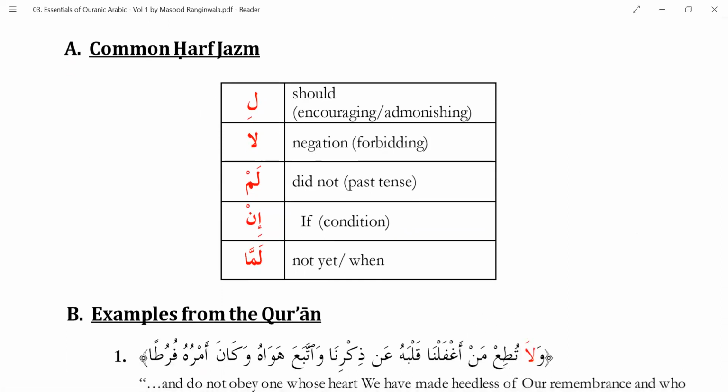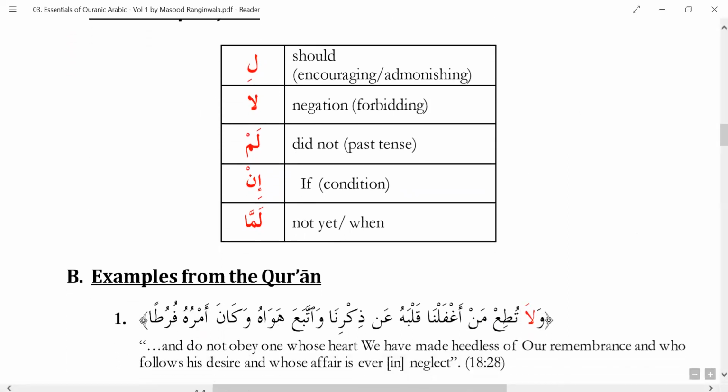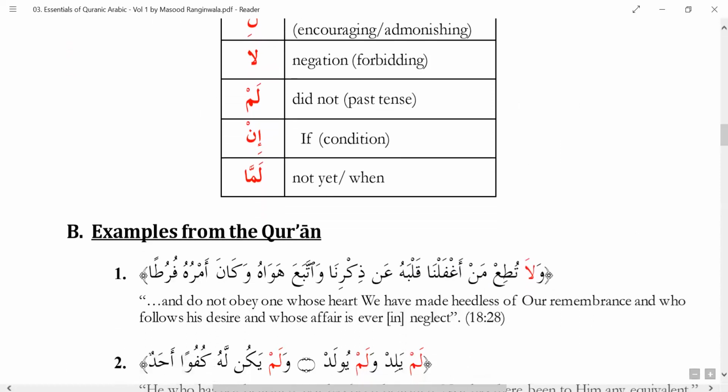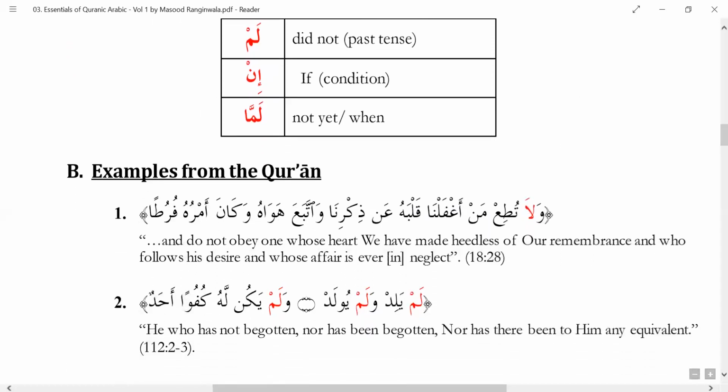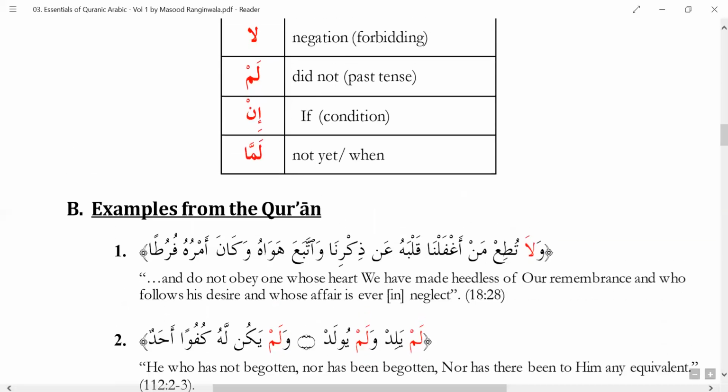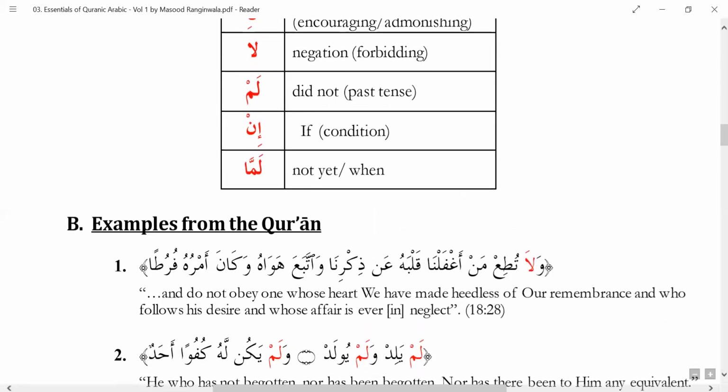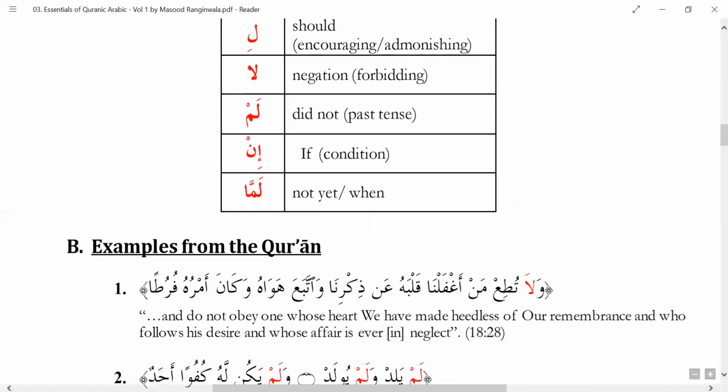ولا تطع من أغفلنا قلبه عن ذكرنا واتبع هواه وكان أمره فرطا. And do not obey one whose heart we have made heedless of our remembrance, and who follows his desire, and whose affair is ever in neglect.